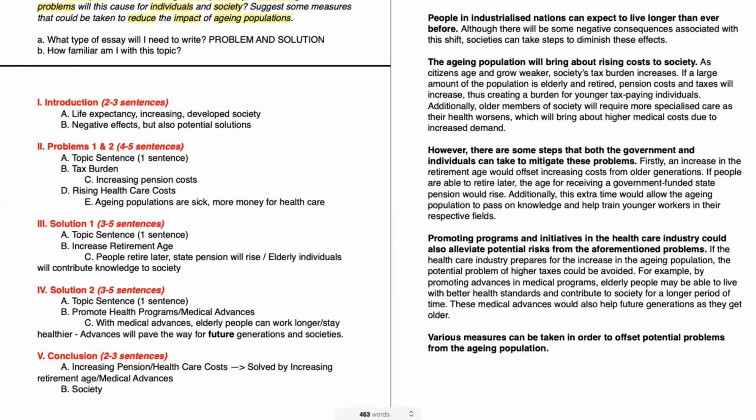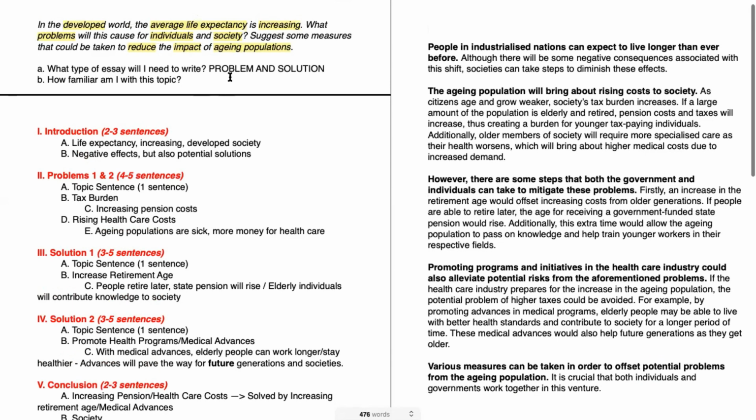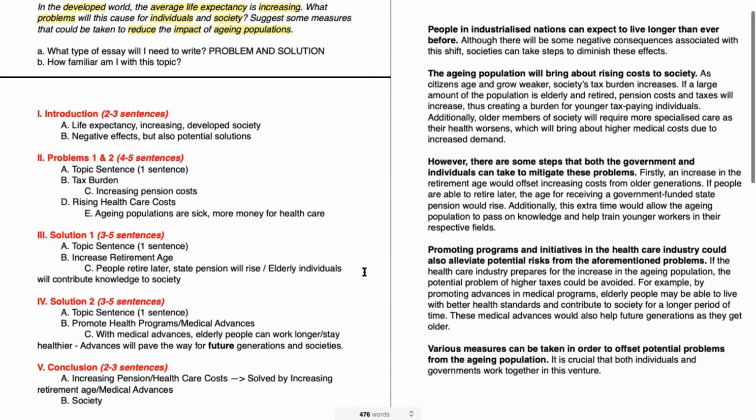And as something about society, I could say it is crucial that both individuals and governments work together in this venture. Because again, I'm tying it back to the fact that individuals and society were included in the question. Of course, we talked about individuals and society, so the problems regard individuals and society in general, so that's fine. I just wanted to make sure that I closed it and that everything really flows well together.